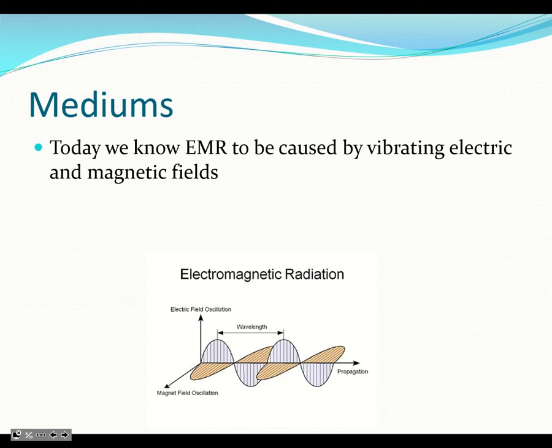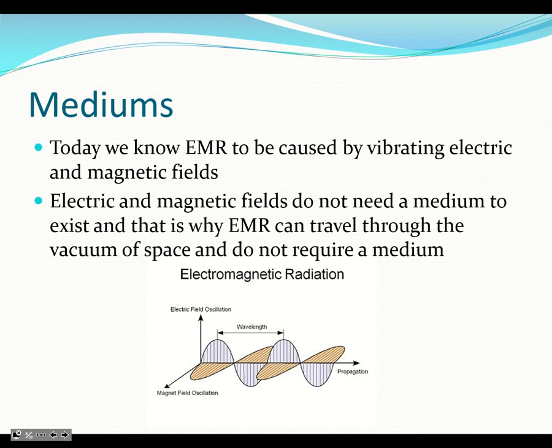So today we know EMR is caused by vibrating electric and magnetic fields, and electric and magnetic fields don't need a medium to travel through, and this is why it can exist in the vacuum of space. So it's almost like these electromagnetic waves create their own medium. They travel through their own electric and magnetic fields. So what it kind of reminds me of is if I had superpowers and I could create water, I could swim through anything. I could swim through the air because I'm creating that water as I move along. So that's what they're doing. They're creating their own electric and magnetic field. And as they create that electric and magnetic field, they can travel through it, and they provide their own medium.